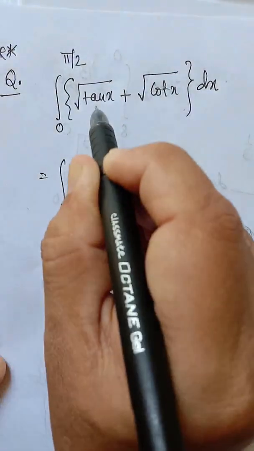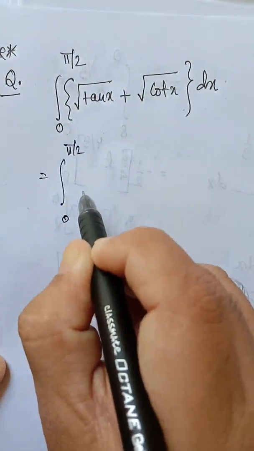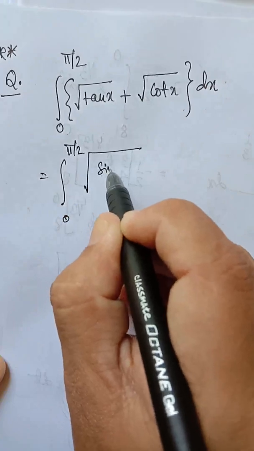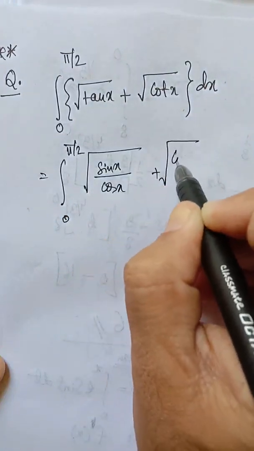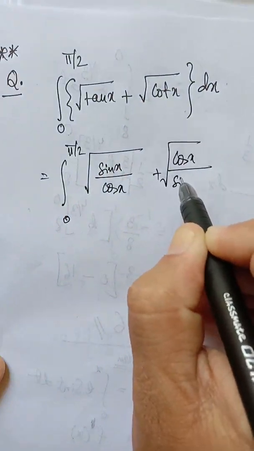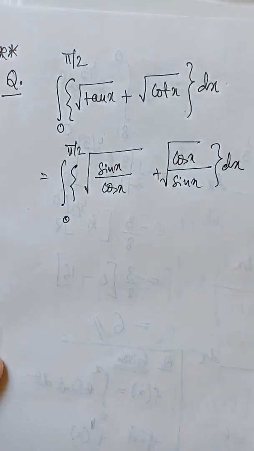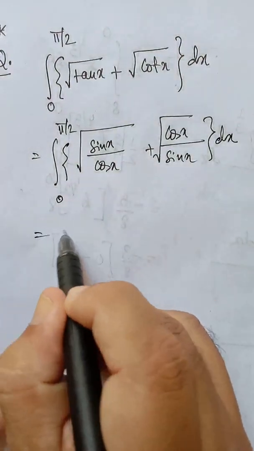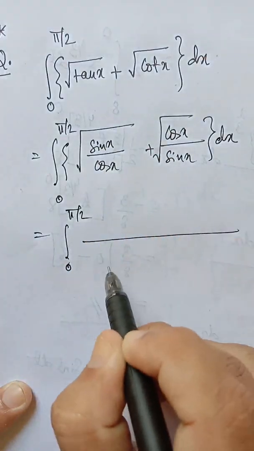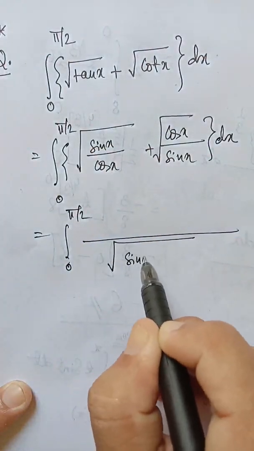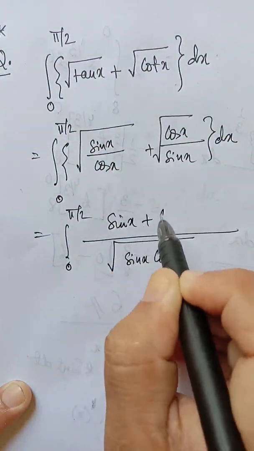Now to integrate this, first of all, we'll break tan and cot. We'll express tan and cot in terms of sine and cos. So it will be root over sin x by cos x plus root over cos x by sin x dx. This is the first step. Next we'll take LCM. If we take LCM, the denominator will be root over sin x cos x, and the numerator will be sin x plus cos x.